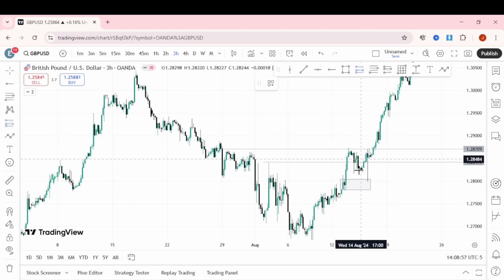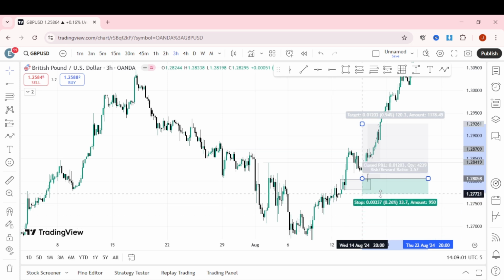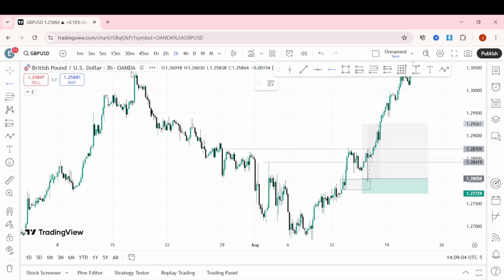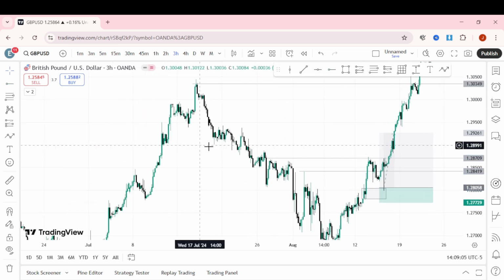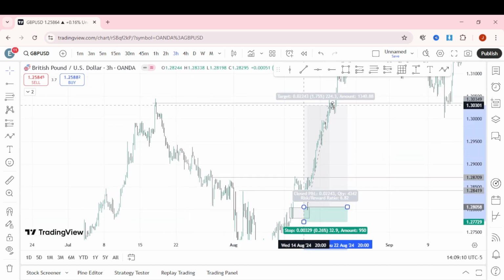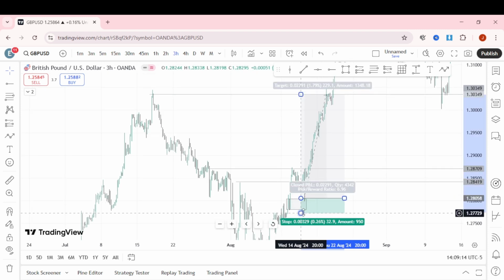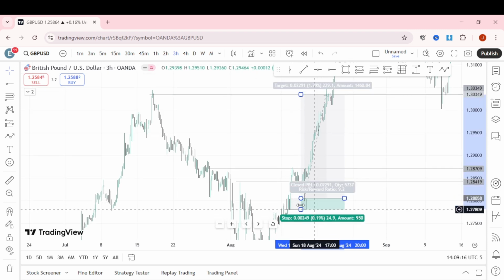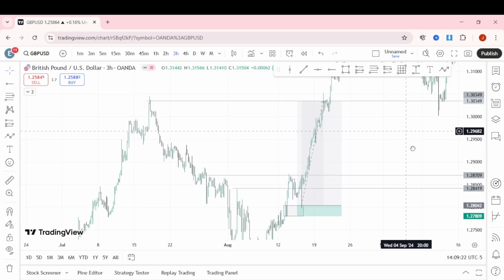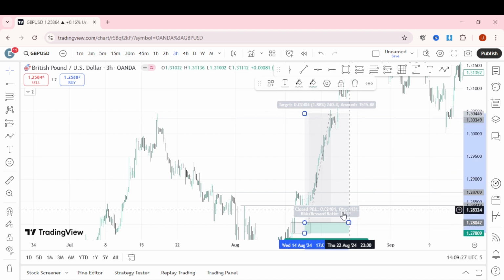So you could just get into this market and use this high as your TP, or you could look into the long term. I think this is about a 1 to 10 risk to reward ratio. This is about a 1 to 10 risk to reward ratio.